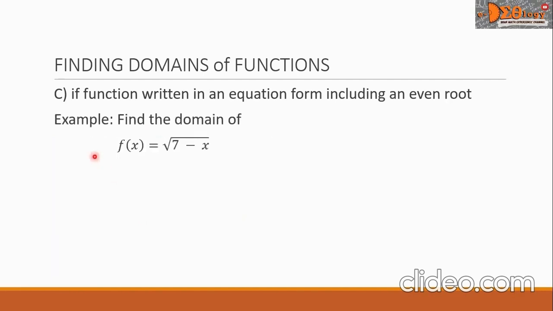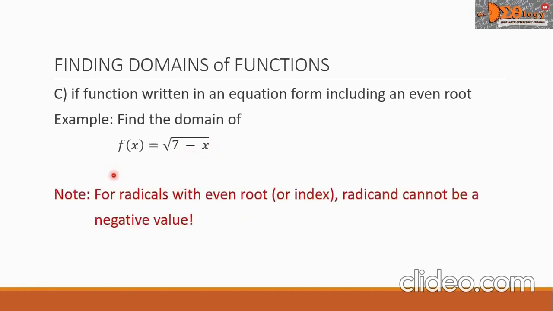Let's have an example. Find the domain of f of x equals the square root of the quantity 7 minus x. Please note that for radicals with an even root or index, the radicand cannot be a negative value. Radicand means those terms inside the radical symbol. And in here, in our problem, the index is 2.